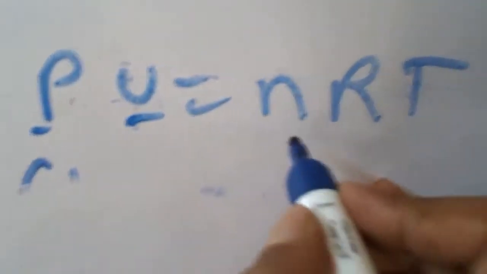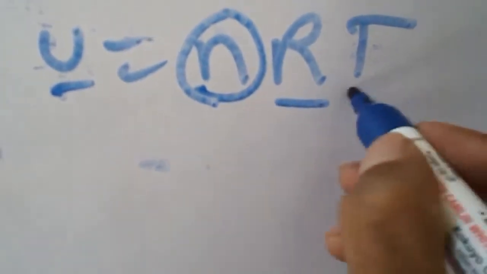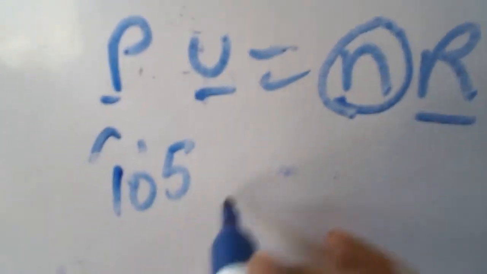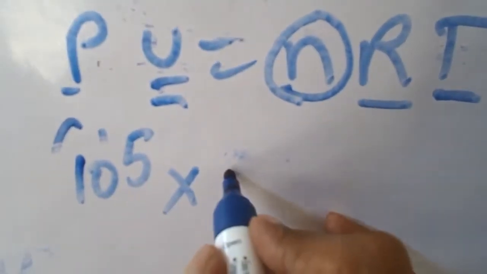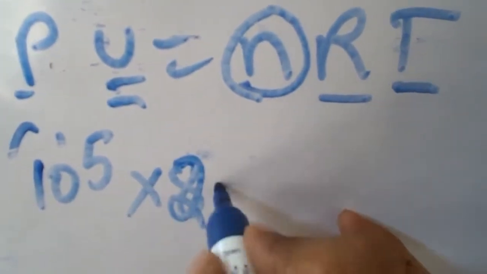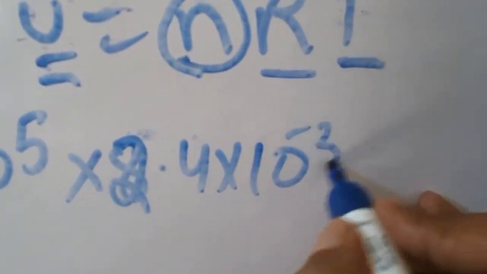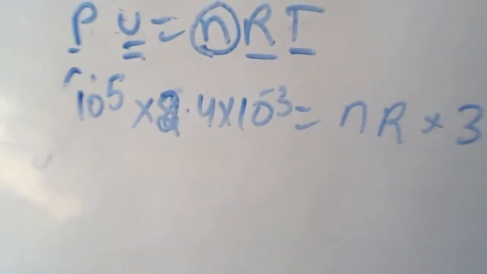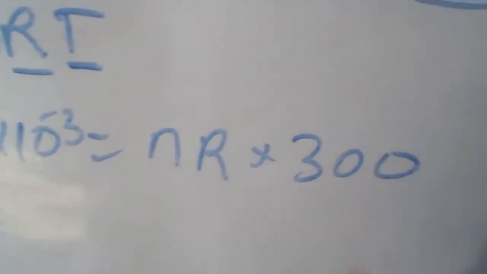So now, guys, we know PV is equal to nRT. Number of moles is always constant, R is constant. And P initial is 10 to the power 5 into 2.4 into 10 to the power minus 3. This is equal to nR times T, and it is given that the initial temperature is 300 Kelvin, so T is 300 Kelvin.